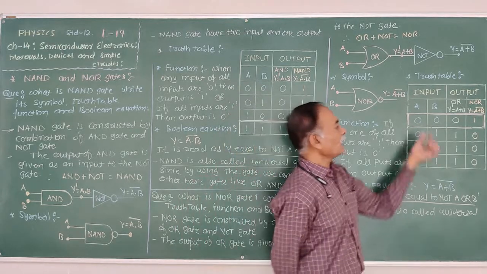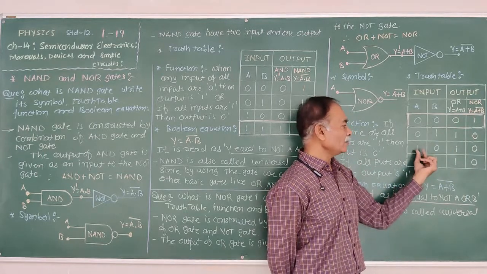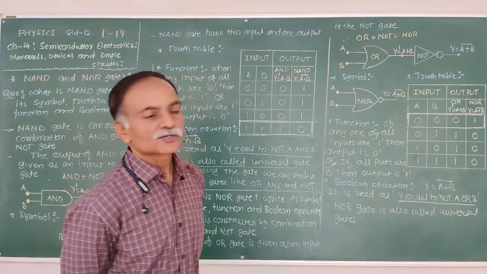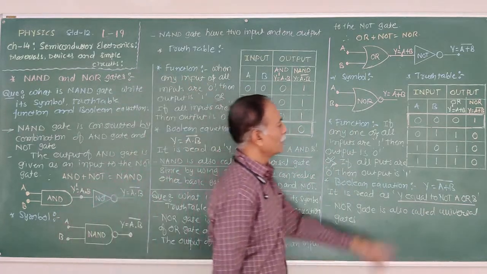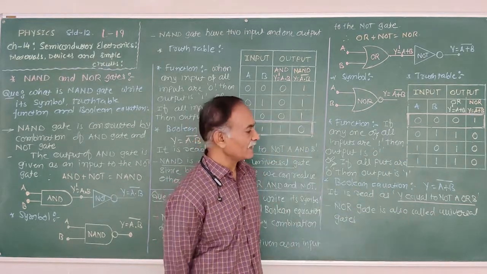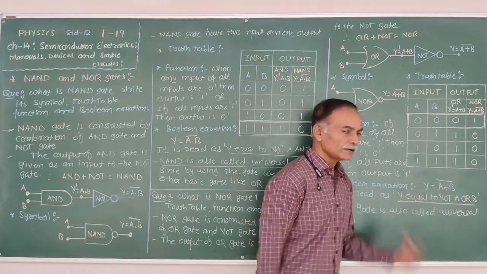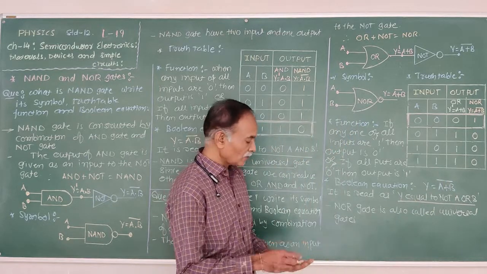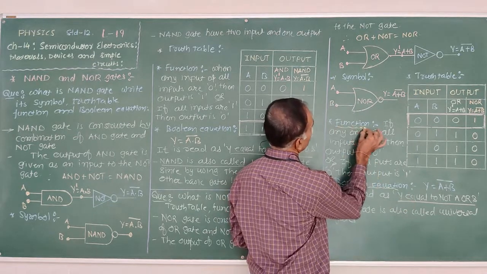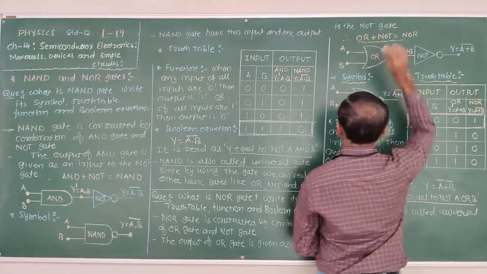Again, if all inputs are 0, output is 1. Or if any one or all inputs are 1, output is 0. So that is the function of the NOR gate. Now, what is the Boolean equation? Boolean equation y is equal to (a plus b) bar. That is read as y equal to not a or b. NOR is also a universal gate. Clear? So that is the discussion about the NAND gate and NOR gate.